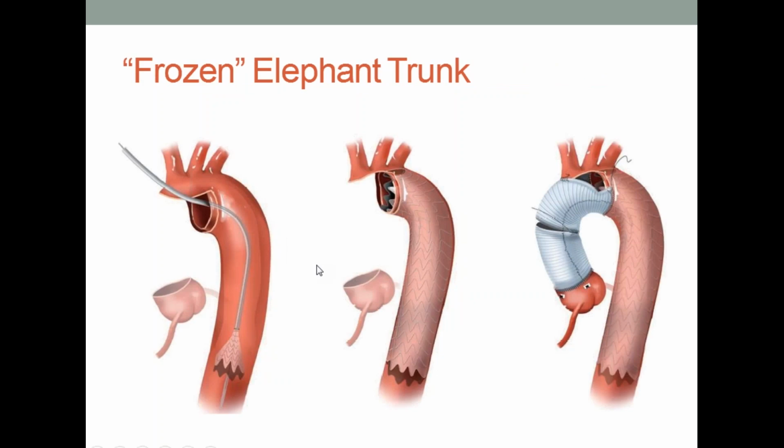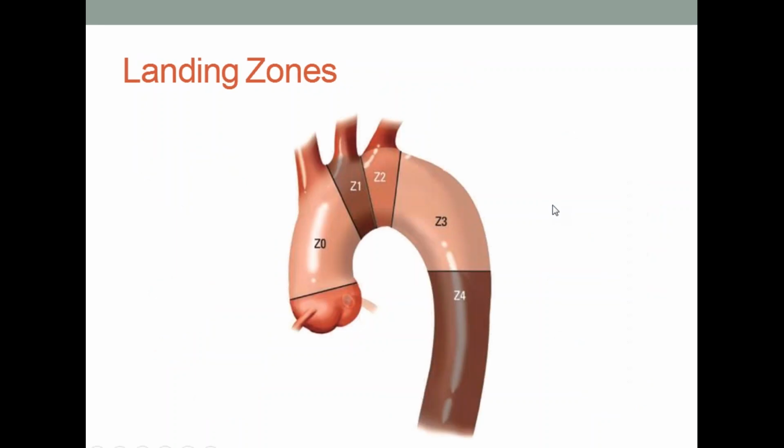Nowadays, we can talk about doing a frozen elephant trunk. So the same concept, but instead of sewing the graft here, we can use a stent and deploy this at the end and then sew this up here. So this is frozen with a stent, hence that's the term, frozen elephant trunk.